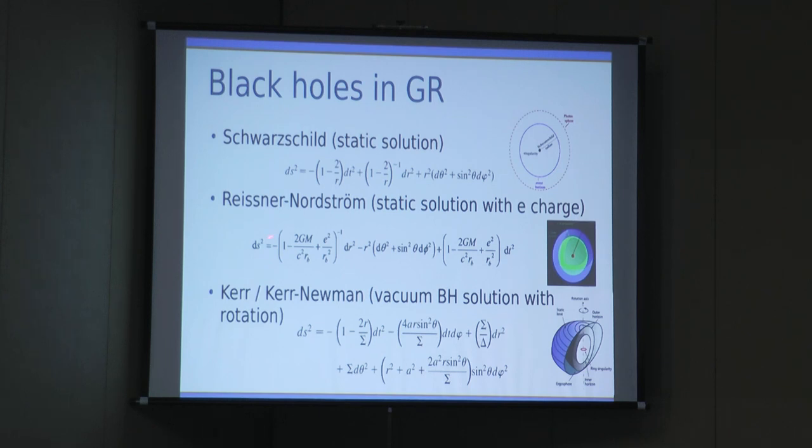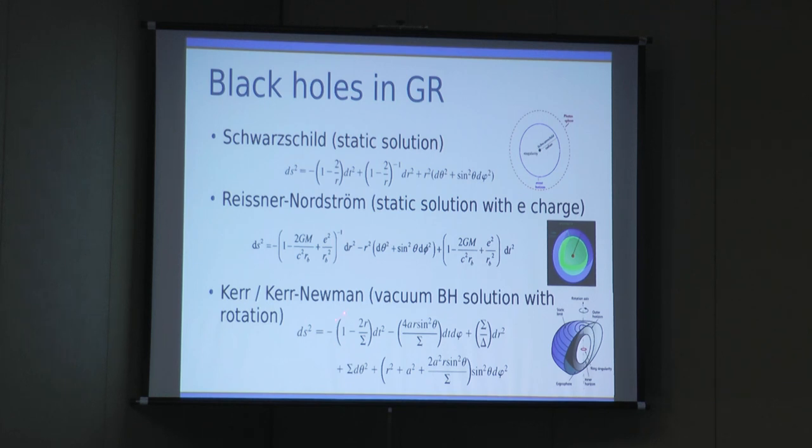Then we have the Reissner-Nordström solution. The solution is static, but has a charge, and the charge appears here. When you make the charge e equal zero, you recover the Schwarzschild solution. Then the third one is the Kerr-Newman solution. The difference between those two is that Kerr is a vacuum black hole solution with rotation solely, and Kerr-Newman is the same but with charge.